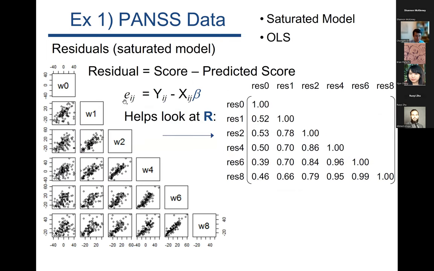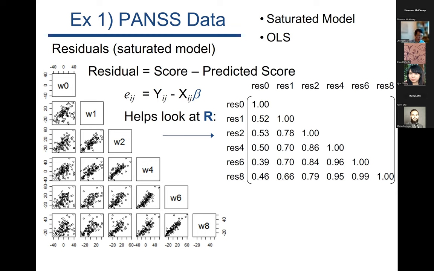Now in this case, because we have already fitted a mean structure, you can take your fitted model and calculate the residuals, meaning you take the observed data and subtract the predicted values at each time point. Once you get the residuals, you are able to look at the variance-covariance matrix. You can plot the pairwise scatter plots at different time points, and calculate the variance-covariance matrix.